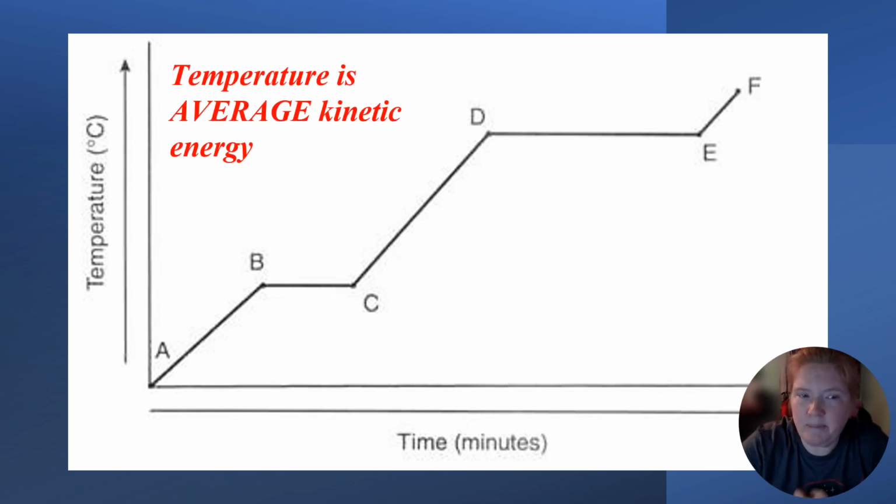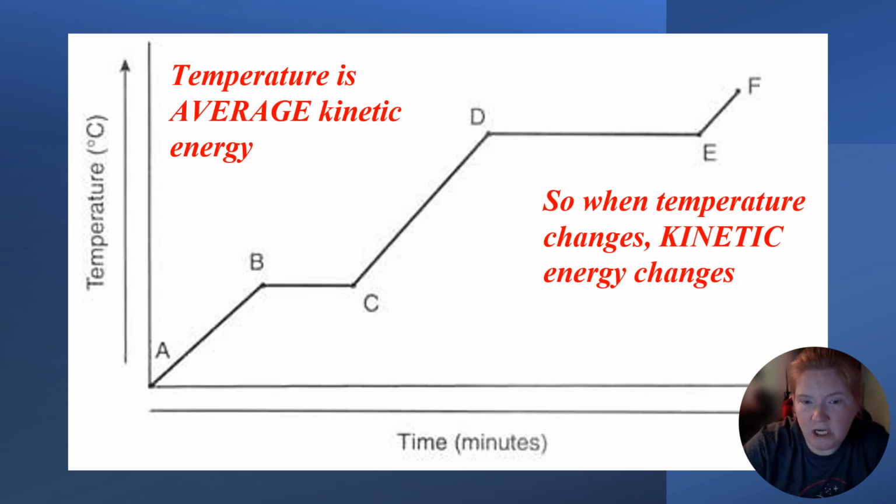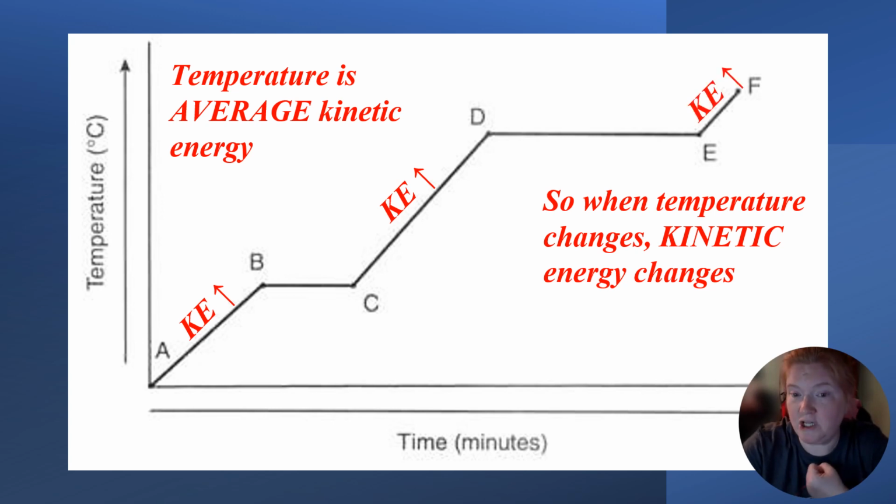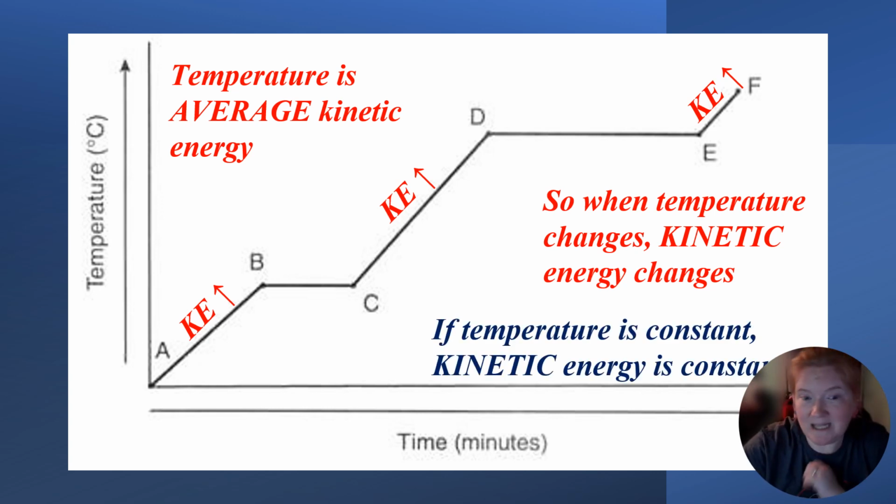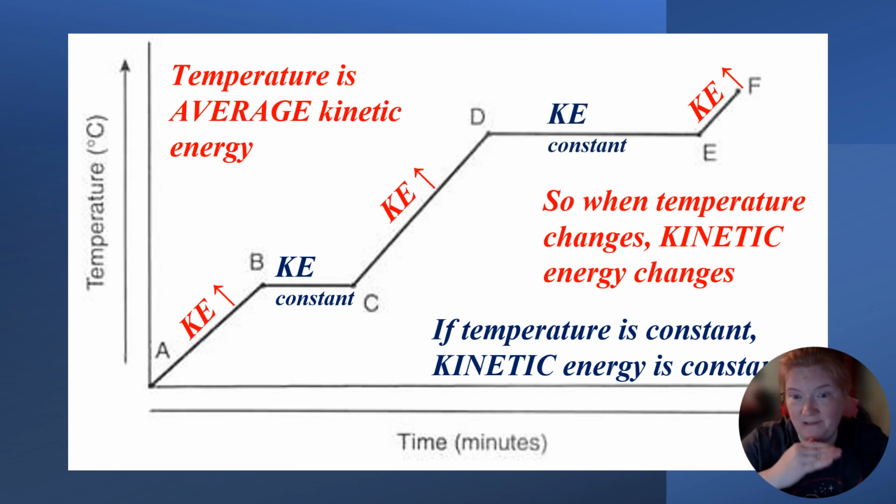Now, temperature is average kinetic energy. So when the temperature is changing, kinetic energy is changing. And in every place where the kinetic energy is changing, it goes up because it's a heating curve, the line is going up. And if the temperature is constant, the kinetic energy is constant. So those are where the lines are flat during a phase change.